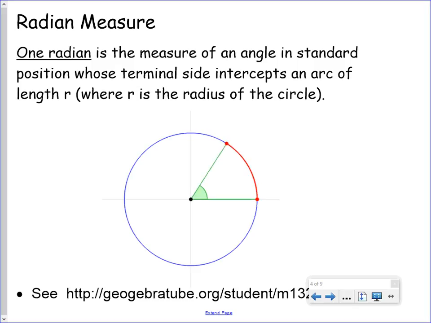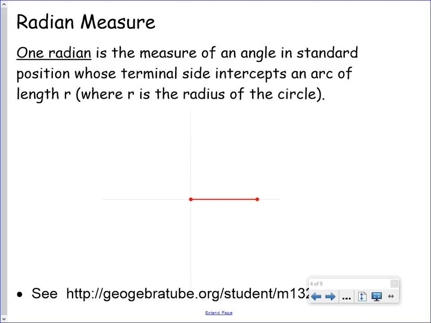Okay, so 1 radian is the measure of an angle in standard position whose terminal side intercepts the arc of length r, where r would represent the radius of some circle. That's what the animation below is trying to show. I'm going to wait for it to start over, and then I'll talk about each part of the definition in terms of the animation. If you're looking at the board, that would be a good idea right now. It's going to start over.